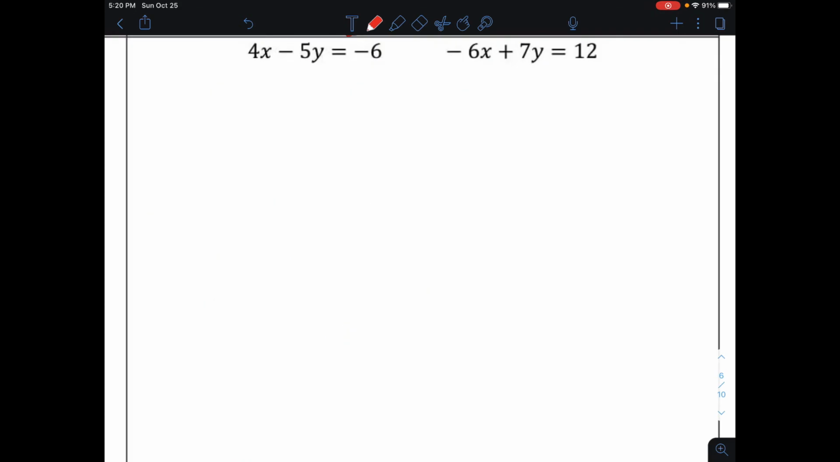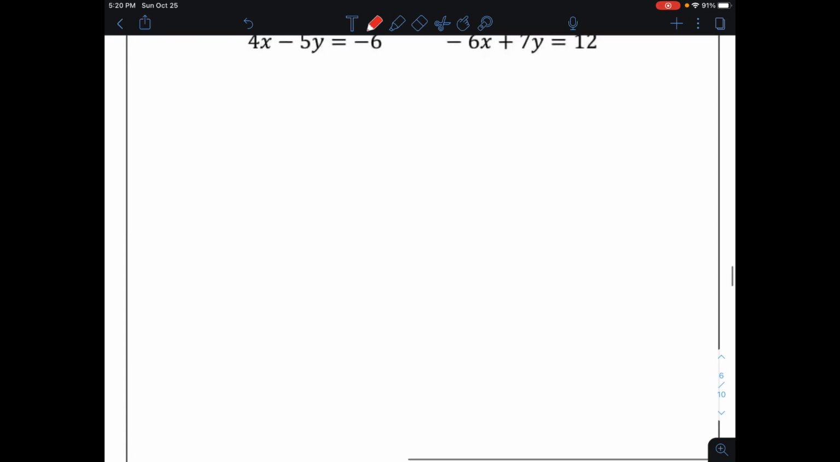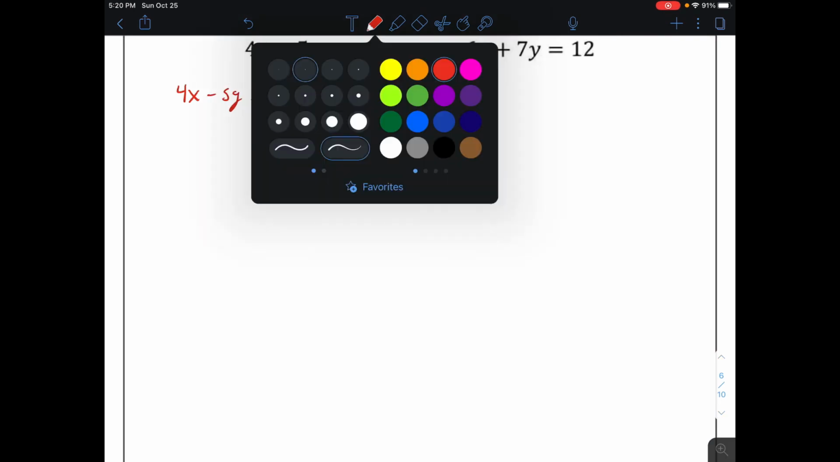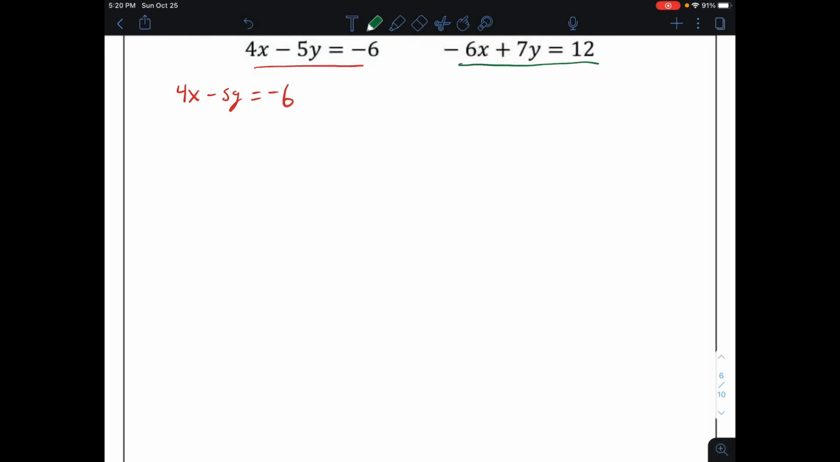Okay, last example here. This is going to be the one that requires the most amount of work to use the elimination method. And so I'm going to let the first equation be red and the second equation be blue. And I'm just going to go ahead and write them on top of each other so I can see what I'm working with. So 4x minus 5y is equal to -6. And then I'll just let green be the second equation. -6x plus 7y is equal to 12.